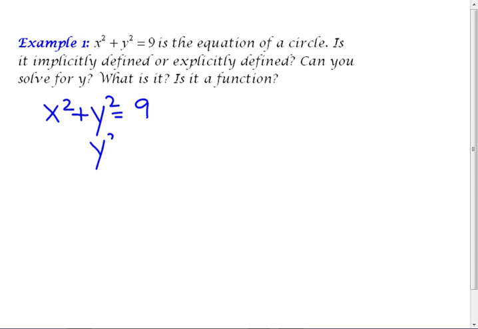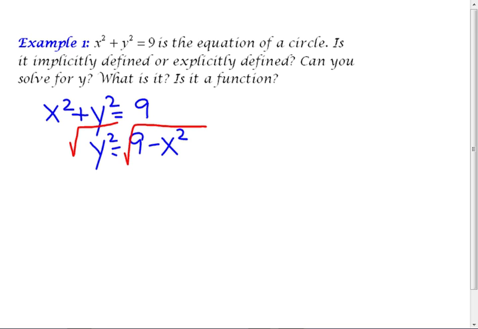y squared is equal to 9 minus x squared. And how do you get rid of squares? Well, I square root both sides. Be careful with this. It isn't plus or minus, because if I take the square root of 9 on my calculator, I don't get plus or minus. I get 3. I don't get negative 3.